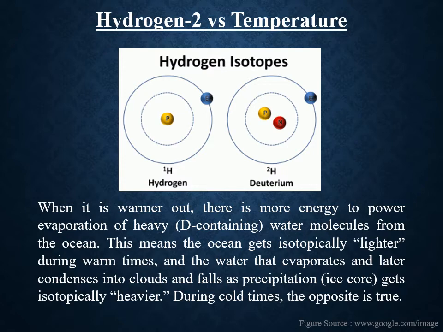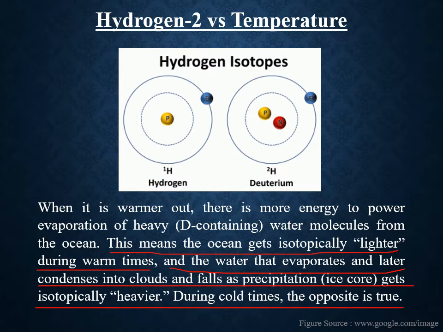Now, when the condition is warmer, the energy availability is more. The heavy isotope of hydrogen, that is the deuterium, will go into the vapor state from the ocean water. This means that the ocean gets isotopically lighter during warm times, and the water that evaporates and later condenses into clouds in the polar regions gets isotopically heavier.